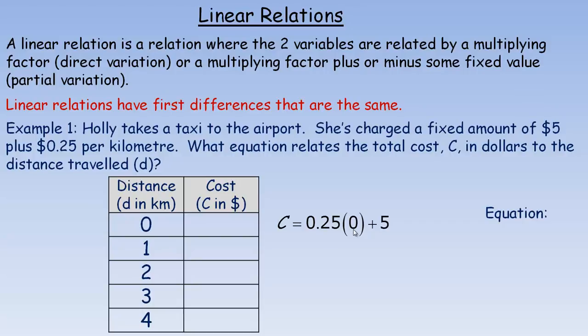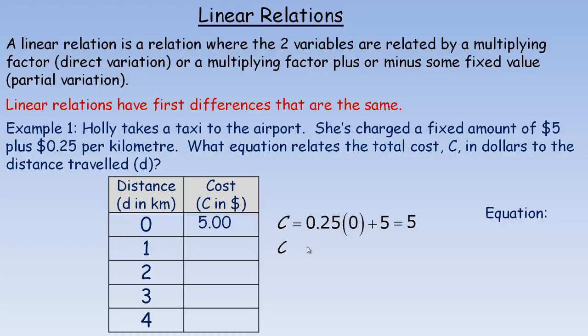If she's not gone any distance, if the taxi cab has just shown up at her door, then we would multiply the $0.25, or 25 cents per kilometer, by 0 kilometers, because she hasn't driven anywhere yet, and add the 5. Now this is 0, so 0 plus 5 would be 5. So we'll put the $5 right there, and that's the cost the taxi cab would want just to drive to Holly's door.